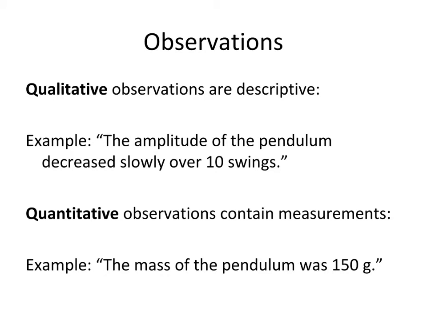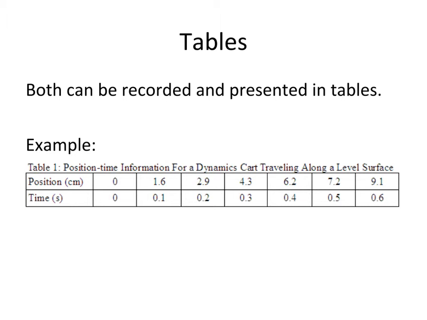When we do experiments, we have a couple of different kinds of observations, and you've probably heard about these before. Qualitative observations are just descriptive. So we could say the amplitude of the pendulum decreased slowly over 10 swings. There are no measured values associated with that observation. If we do measure values, then those are quantitative observations. So something like the mass of the pendulum was 150 grams. That's a quantitative observation. We can record both of these kinds of observations in tables, and tables are really a great way to organize our data, so we'll use them a lot in physics.